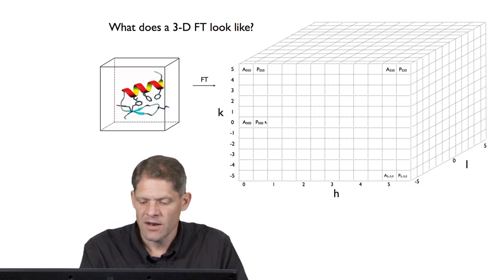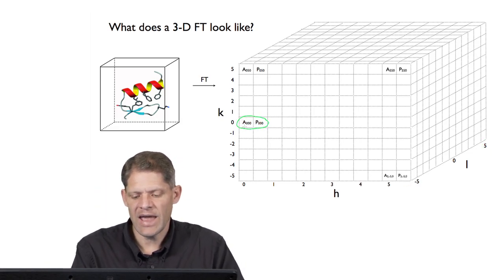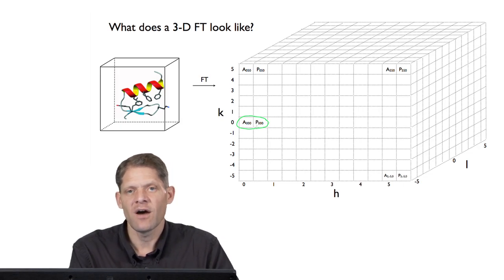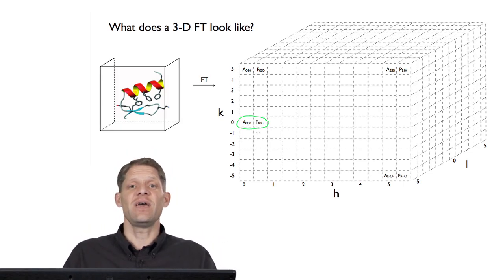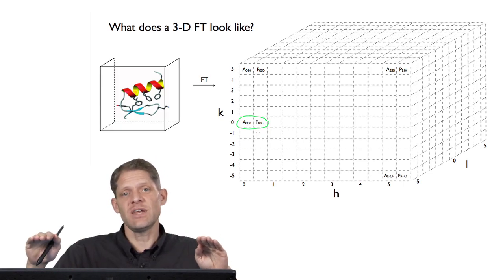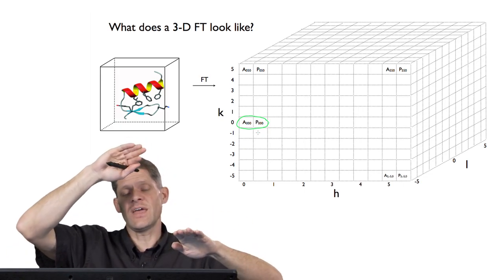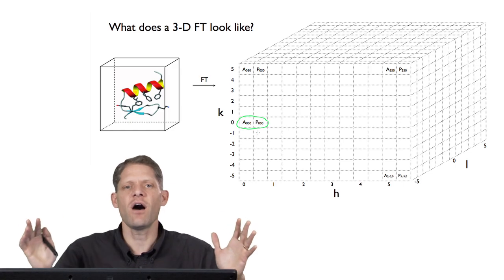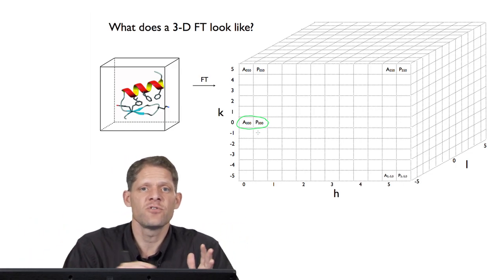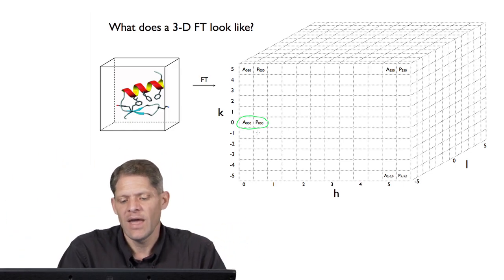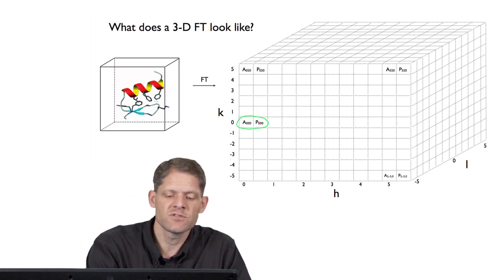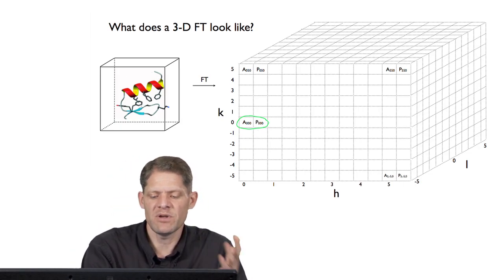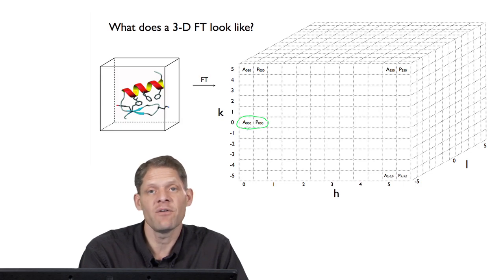Now, the values of these 2 pixels are the amplitude and the phase of the 0, 0, 0 wave. This is a wave that oscillates 0 times in x, y, and z. In other words, it's a constant value throughout the entire cube. And in fact, you would find the average density of all the voxels in this cube would be returned here as the amplitude of that wave.